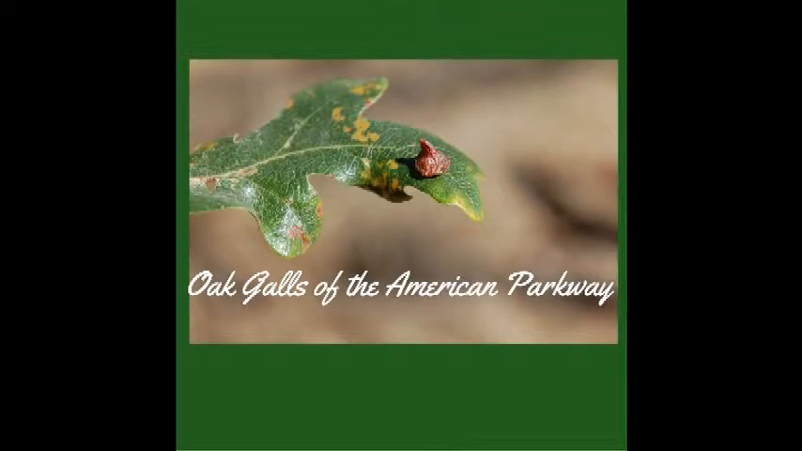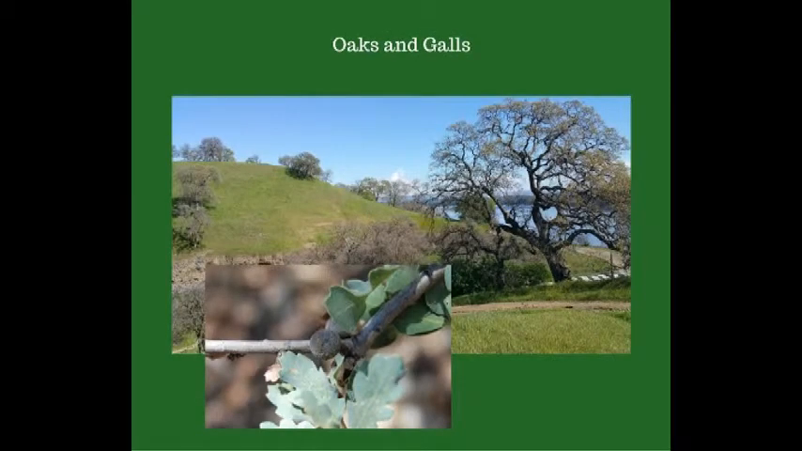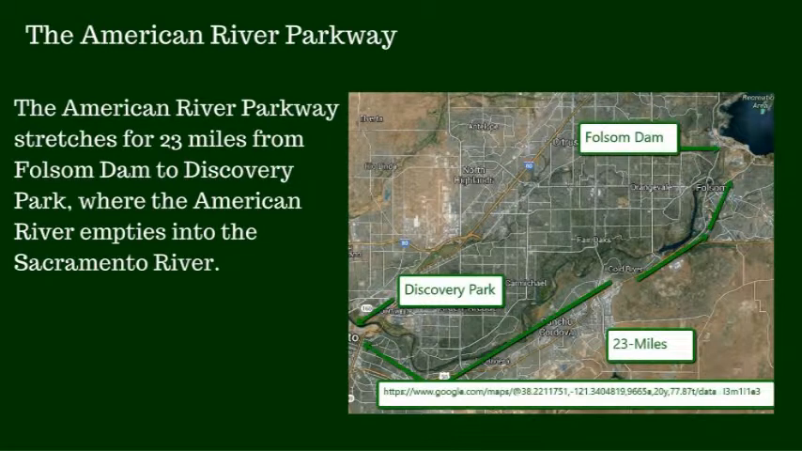This is an overview for a student project for 7th and 8th graders to produce a photo collection of 15 plant galls from oak trees in the American River Parkway. Along the way, we'll learn about the American River Parkway, what plant galls are, the different types of plant galls, and how to collect scientific data.